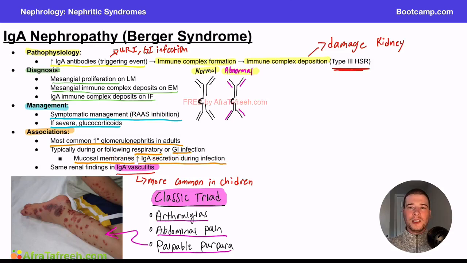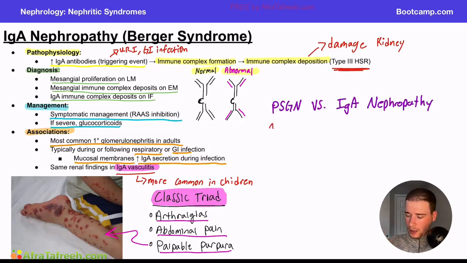And the final thing I want to mention in this video is another similar but different pathology that can often confuse students. And do you remember another pathology that we've talked about previously that presents similarly to IgA nephropathy, with the key difference being the time since symptom onset? That's right, post-streptococcal glomerulonephritis. In PSGN, we said symptoms typically present about 2 to 4 weeks after an infection, versus IgA nephropathy might be closer to 2 to 4 days.